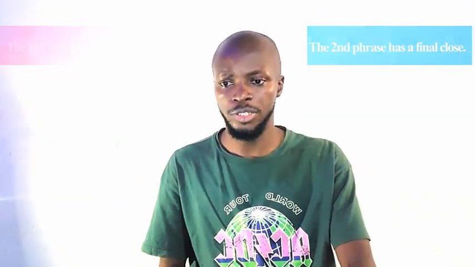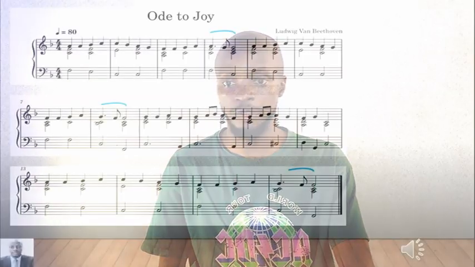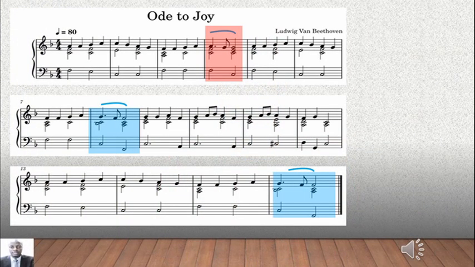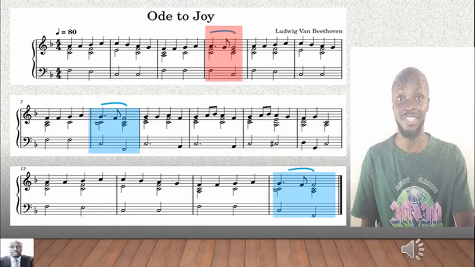But let's talk about the points where we have cadence in this piece of music. So we have cadence at this point in the music, right? So let's listen to it again.